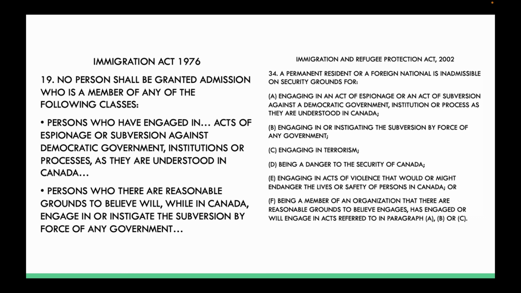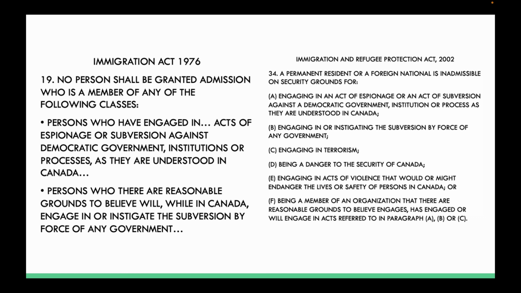Or you were not granted admission in 1976 based on persons who there are reasonable grounds to believe will, while they are in Canada, engage in or instigate the subversion by force of any government, be it the Canadian government or any other government. And then in 2002, they changed the wording, and you are inadmissible if... They kept the espionage and the active subversion clause in there. Okay, engaging in, where it says 34B, engaging in or instigating the subversion by force of any government. Again, they kept that one.